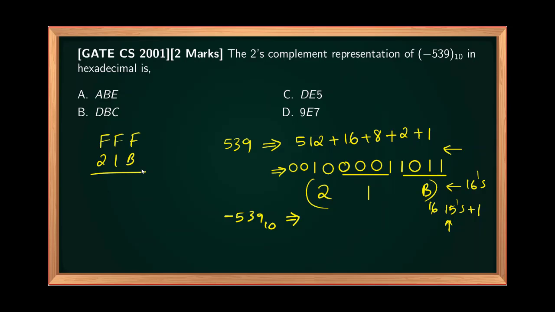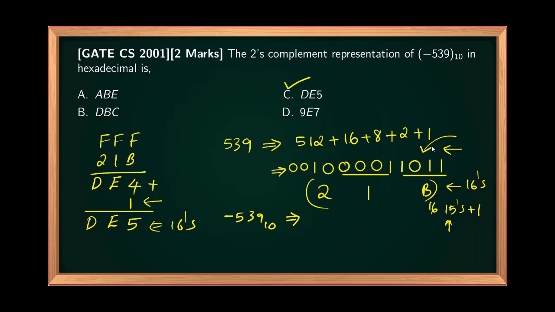F is 15, B is 11, 15 minus 11 is 4, 15 minus 1 is 14, that is E hexadecimal. 15 minus 2 is 13, that is D hexadecimal. To convert into 16's complement, 4 plus 1 gives 5, so 5ED reversed reads DE4, and adding 1 gives DE5. So DE5 is the representation of minus 539 in 2's complement.